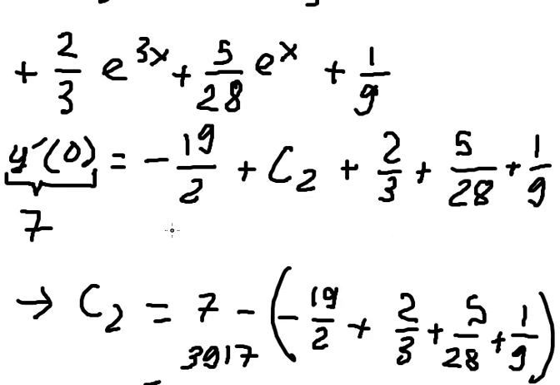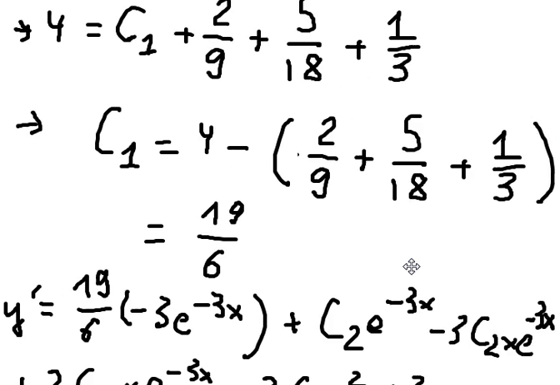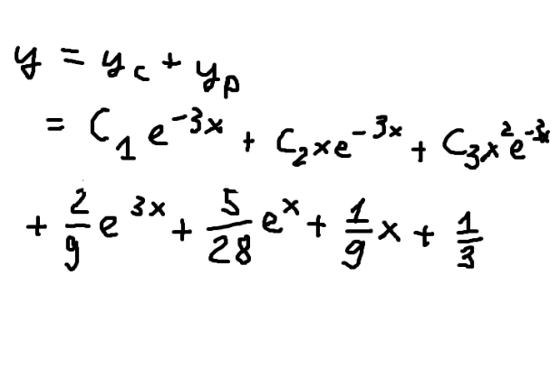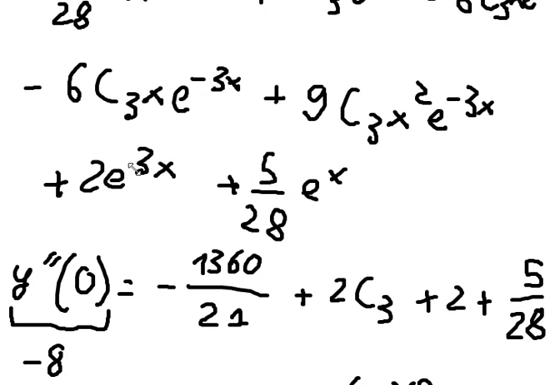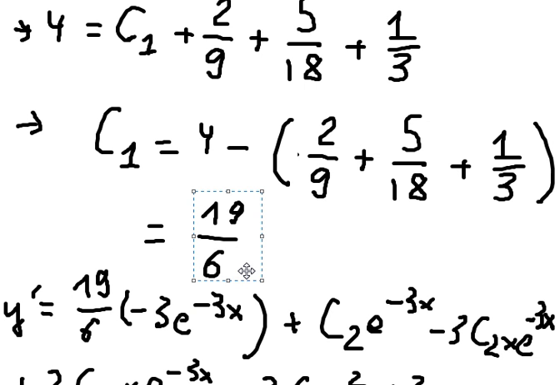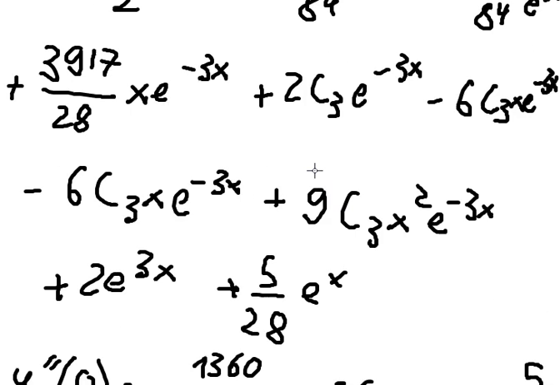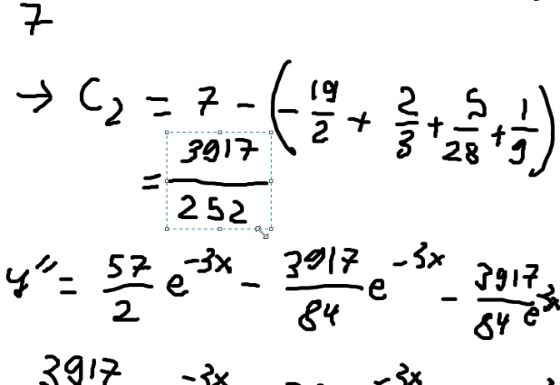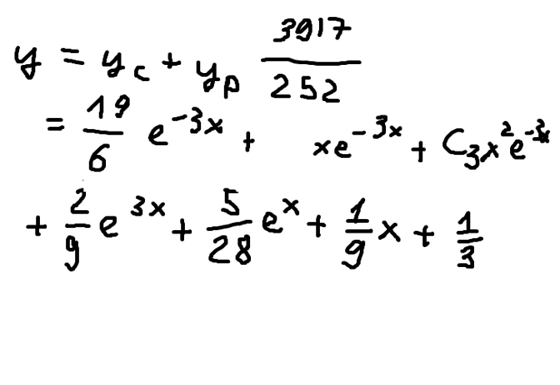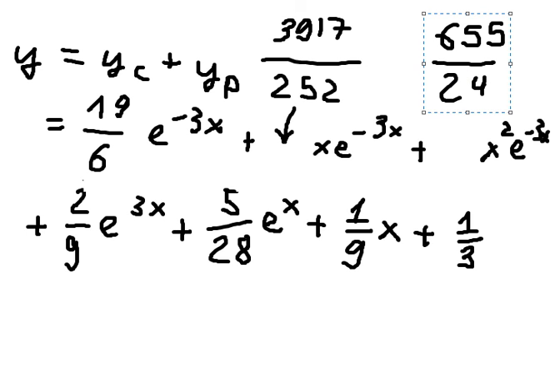Now after we find C1, C2 and C3, we go back to this one. So C1, we got 19 over 6. So we put 19 over 6 here. C2, that is this number in here. And C3, that is this number in here. And here is the final answer.